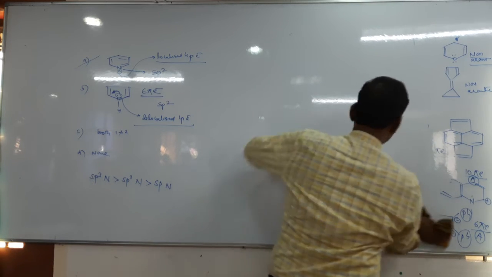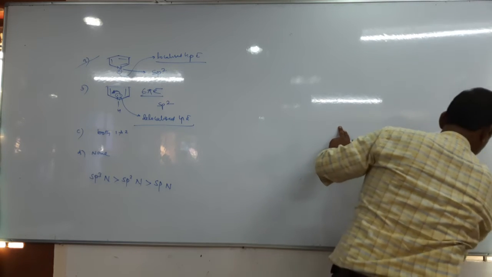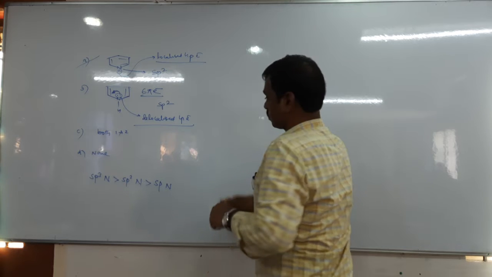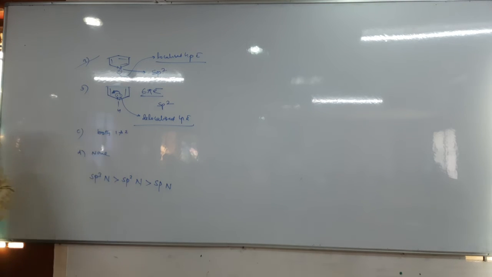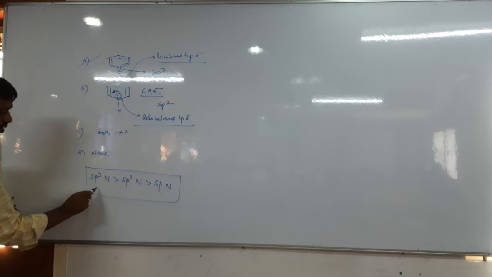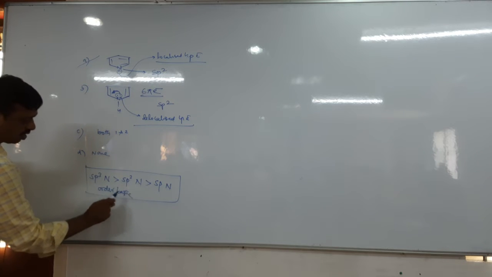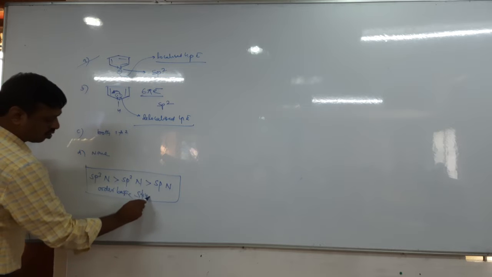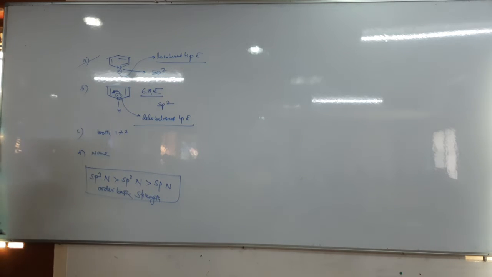Next, homologous series. This is the order of basic strength. sp3 nitrogen, order of basic strength. Okay.